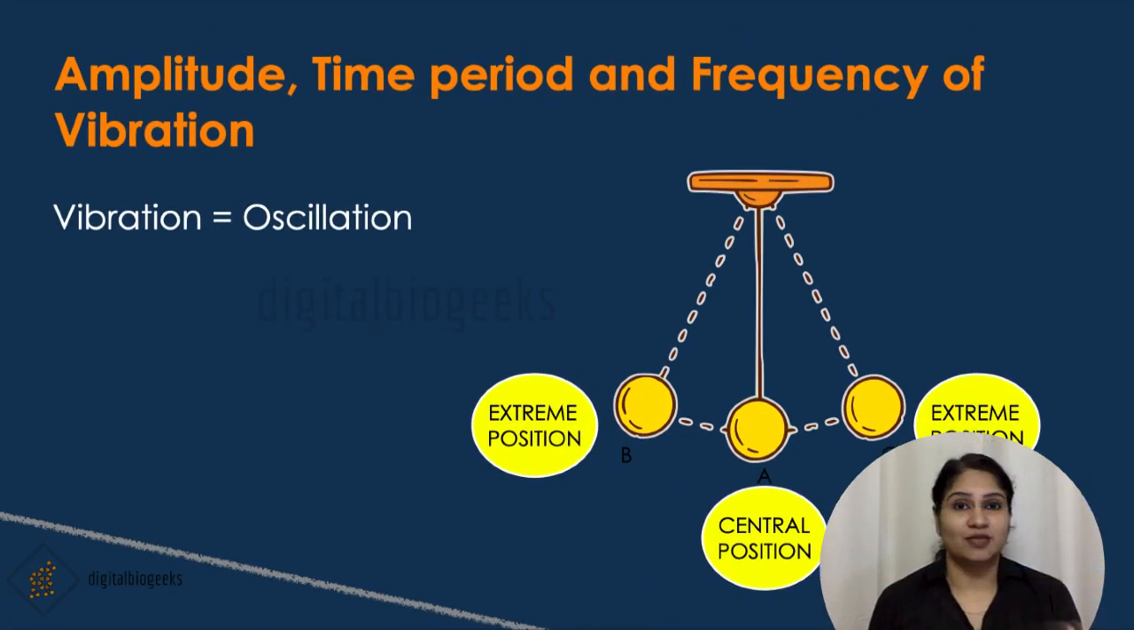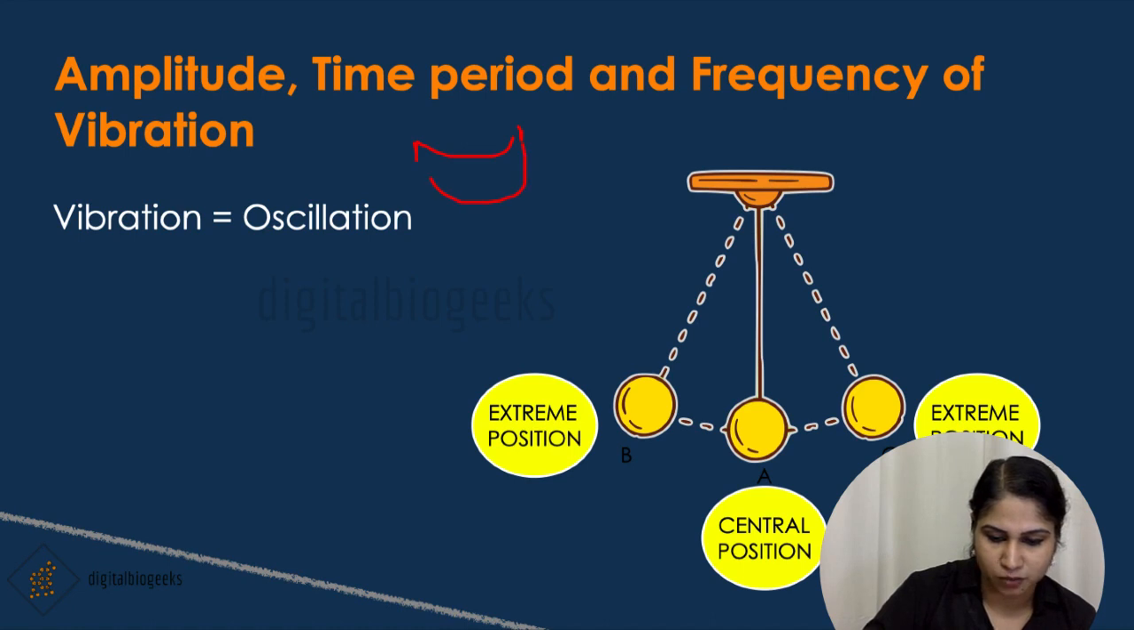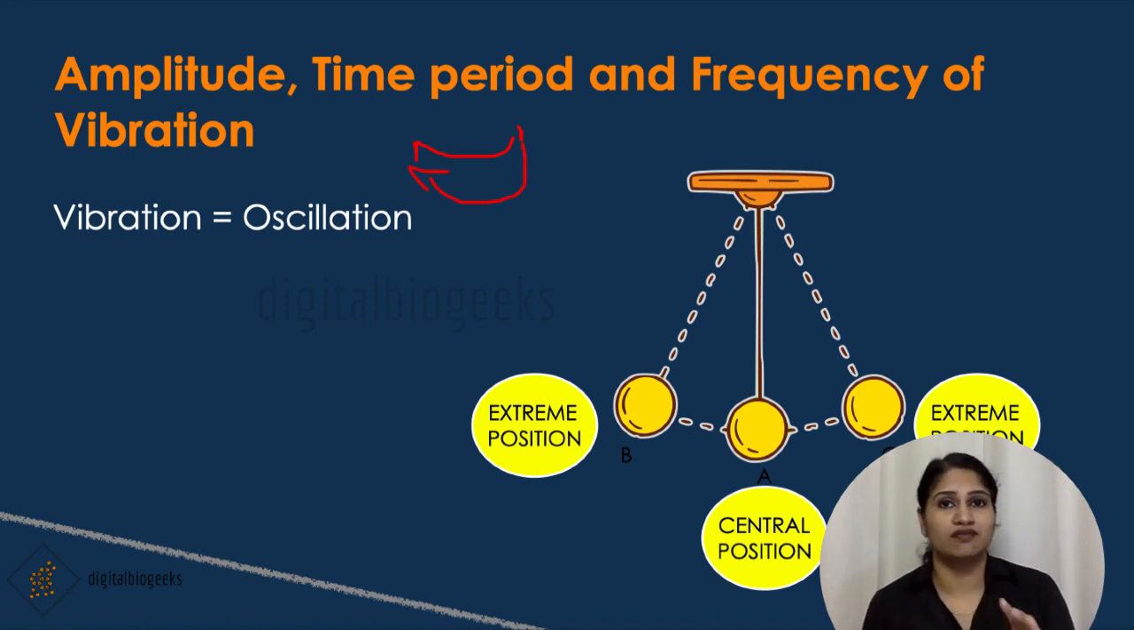Now let's learn about some new terms: amplitude, time period, and frequency of vibration. We know that the to and fro motion of an object is called vibration. That means if an object starts from this position, it comes till here and moves back. That is called one vibration. Vibration is also called oscillation, but oscillation is a little bit slower than vibration. Vibration is very fast. We can understand this through one experiment.